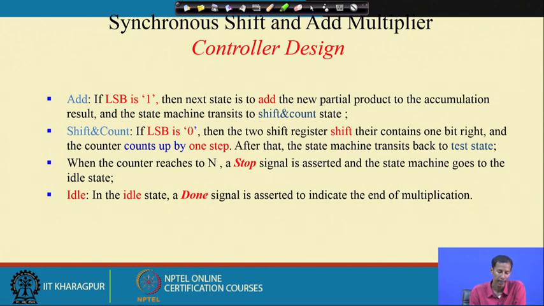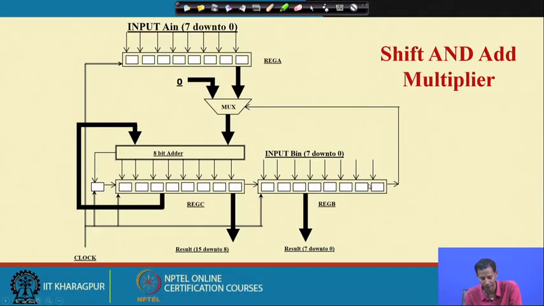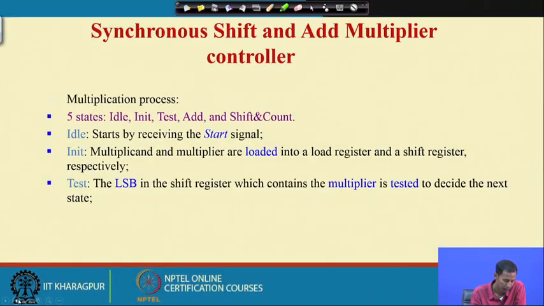Okay. That means, what I said, whenever this LSB of this is 1, at that time what I have to do? I have to do this addition operation and shift and count. That means, this shift and count also I have to perform, right.